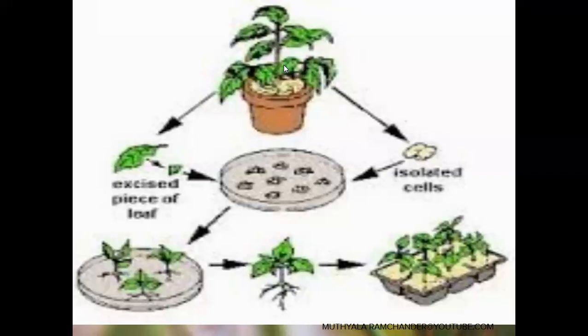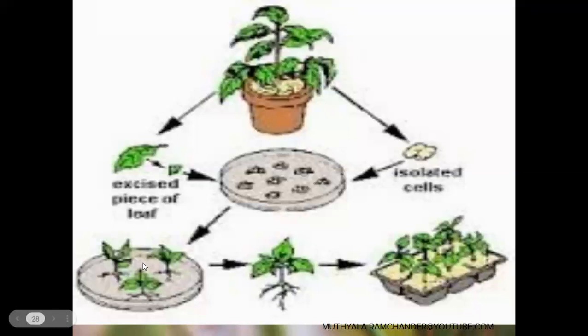See, during protoplast culture, we select healthy potted plants or healthy environment plants. From that plant, we select healthy leaves. From those healthy leaves, we select and isolate cells. They are transferred onto the nutrient medium. On this nutrient medium, they produce callus.